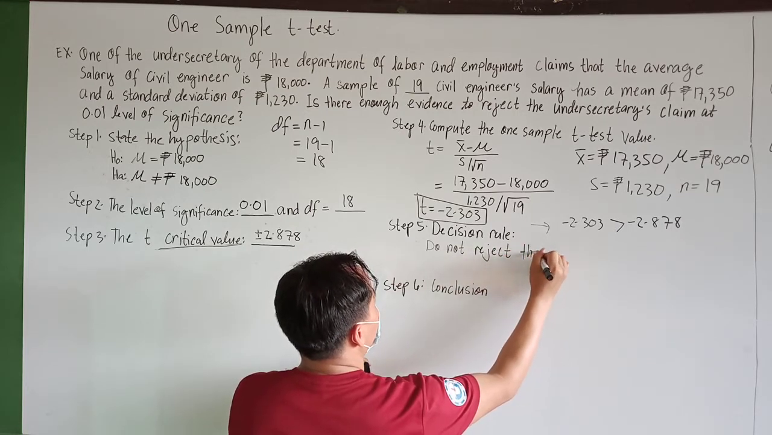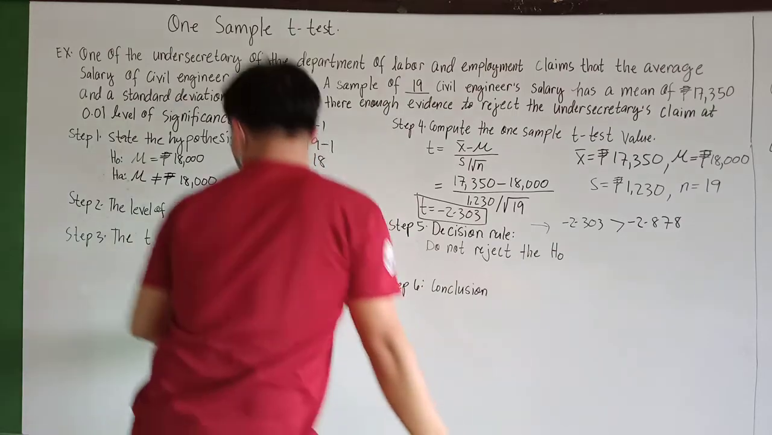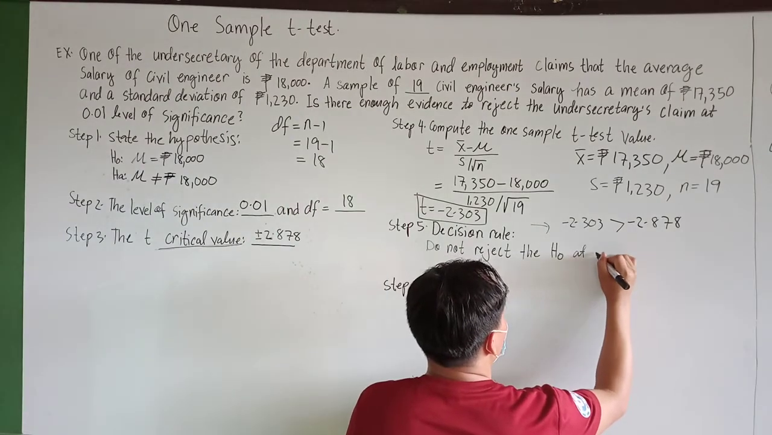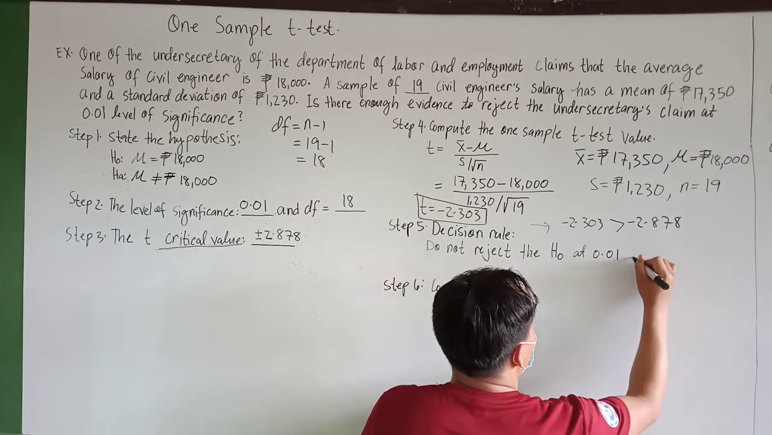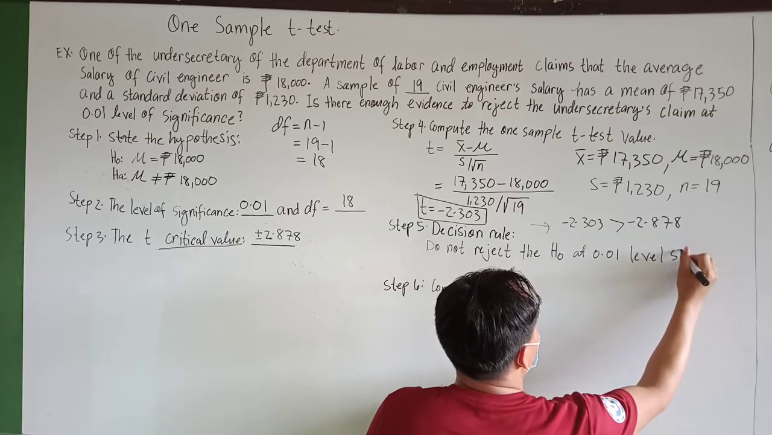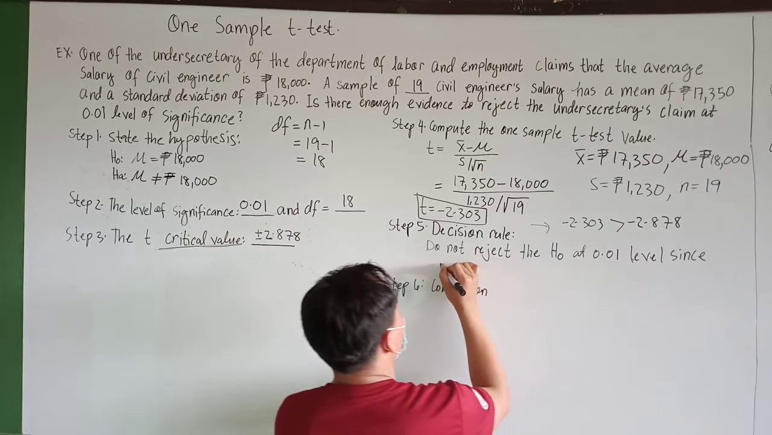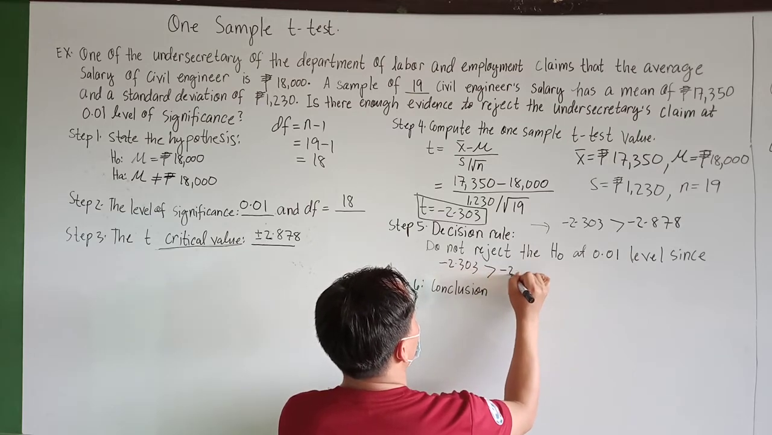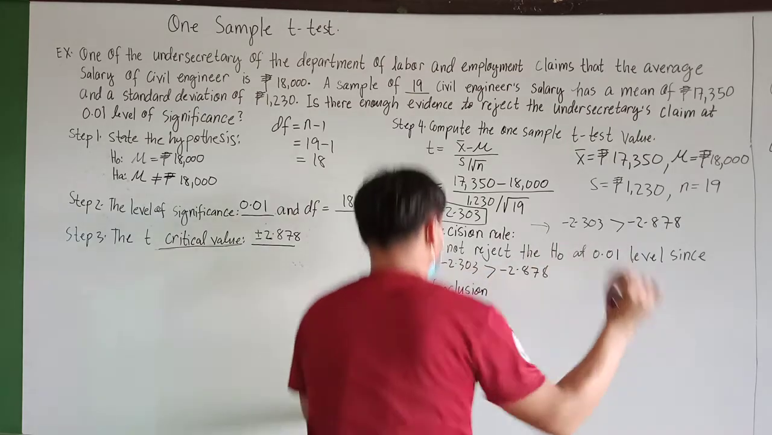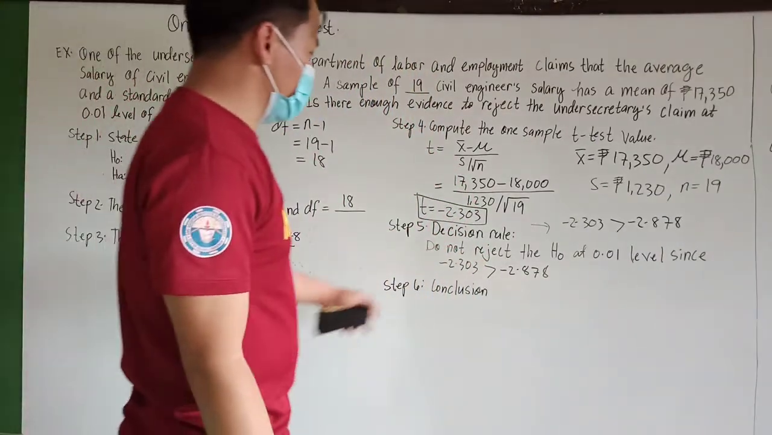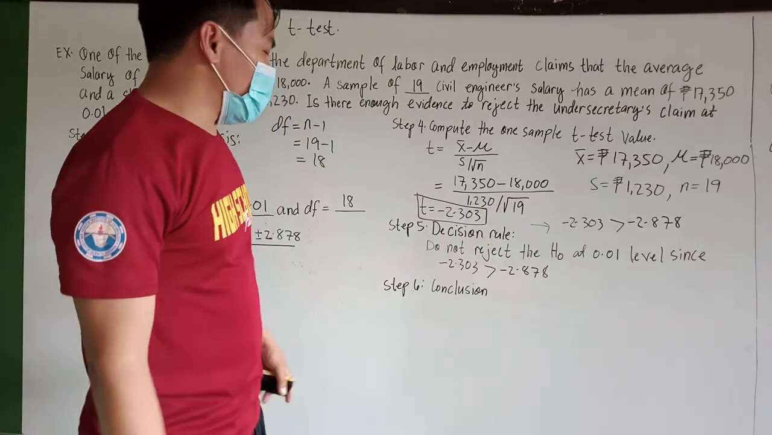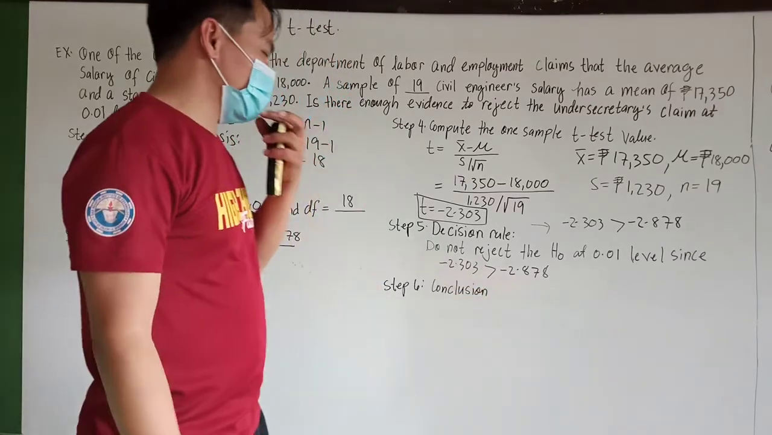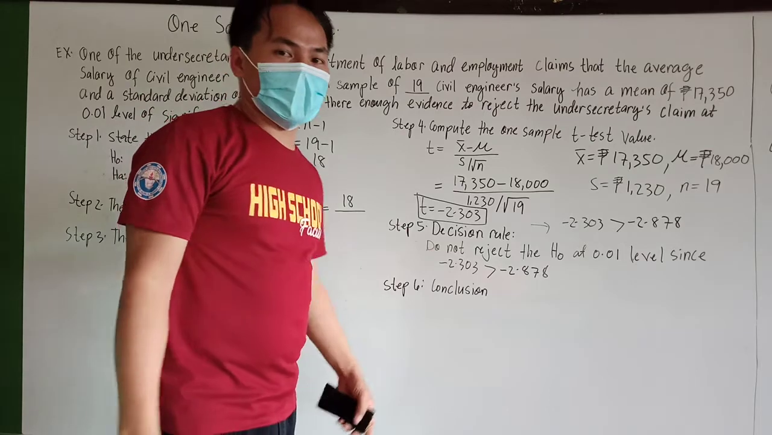the H0. The H0 is referring to the null hypothesis. At what level? We have here at 0.01 level. Since negative 2.303 is greater than negative 2.878. Okay? Why can we not reject? Because the t-test value that we have identified for this given situation is greater than the critical value. So we cannot reject directly the null hypothesis.